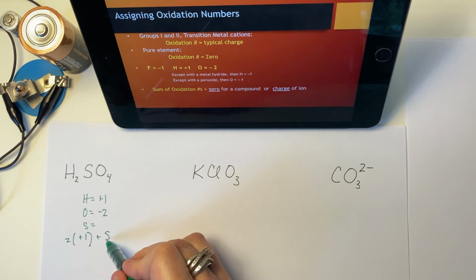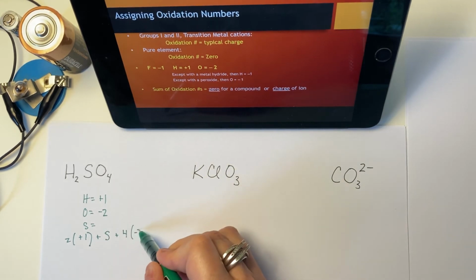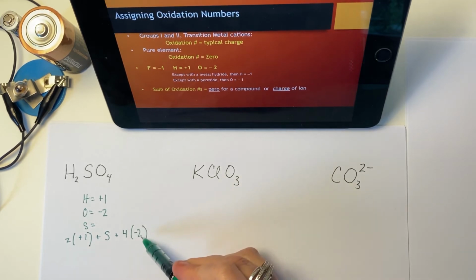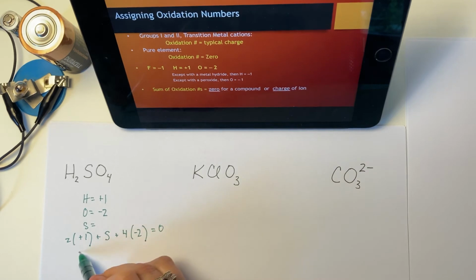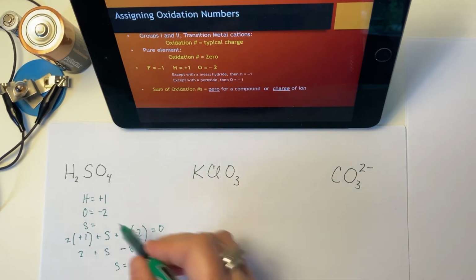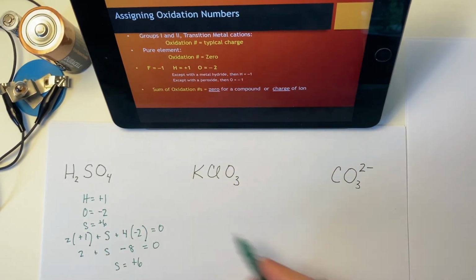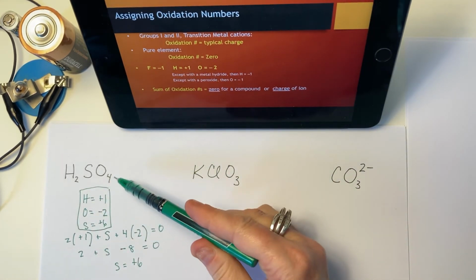A sulfur, I don't know what that is yet, plus 4 of these -2s, that's the oxygen, has to add up to 0. Right, so 2 plus sulfur minus 8 equals 0. That means this sulfur, whosever sulfur it is, has to be equal to a +6. So +6. So here's our answer. This is assigning the oxidation number to each element in that compound.